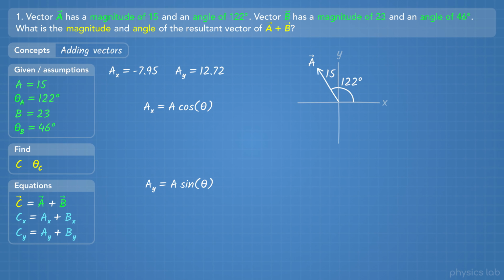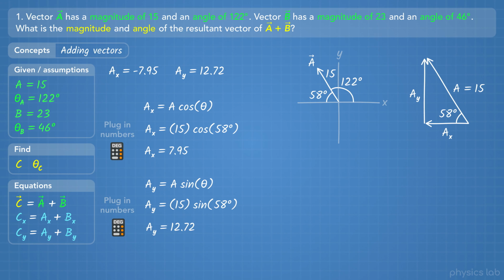Another way we could have found the components is by using the reference angle. 180 degrees minus 122 degrees is 58 degrees, which is the angle between the vector and the x-axis. And if we draw out the components, it's the angle inside the triangle between the vector and the x component. If we plug in 58 degrees, then ay is still positive 12.72. But now ax is positive 7.95. That's just the length of the bottom side of this triangle.